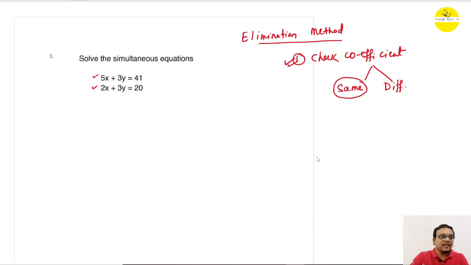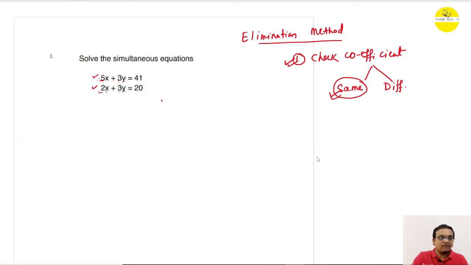Okay, now see, in this question the coefficient of x is 5 here, and the coefficient of x is 2 here. Definitely I can say the coefficient of x is different here, that is 5 and 2. But here, see, the coefficient of y is 3 and the coefficient of y is 3 in these two equations. That means the coefficient of y is the same here. As I told you, if your coefficient is the same, definitely your half job is done. Now see, what I have to do now. Here, two coefficients of y we have. One is plus 3 and one is plus 3.